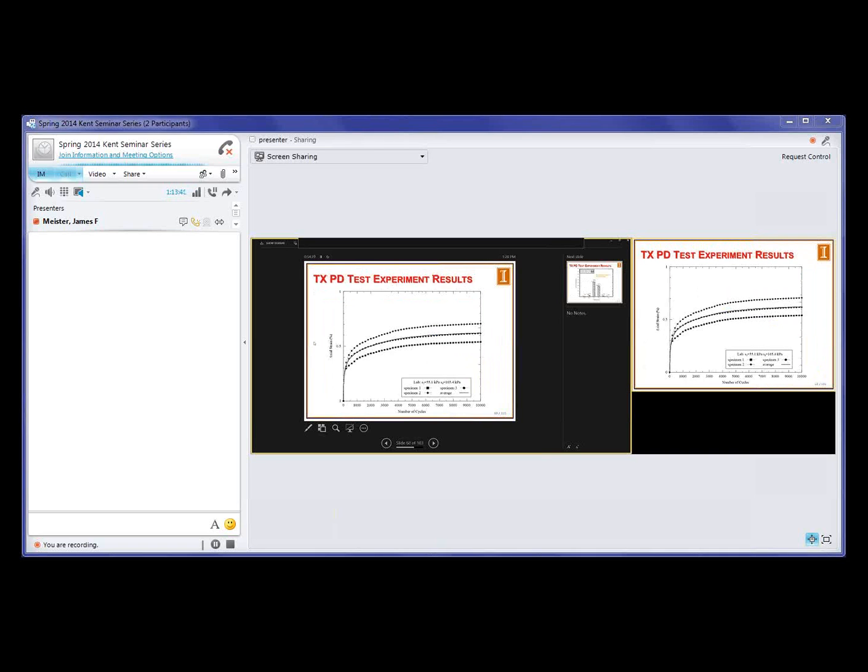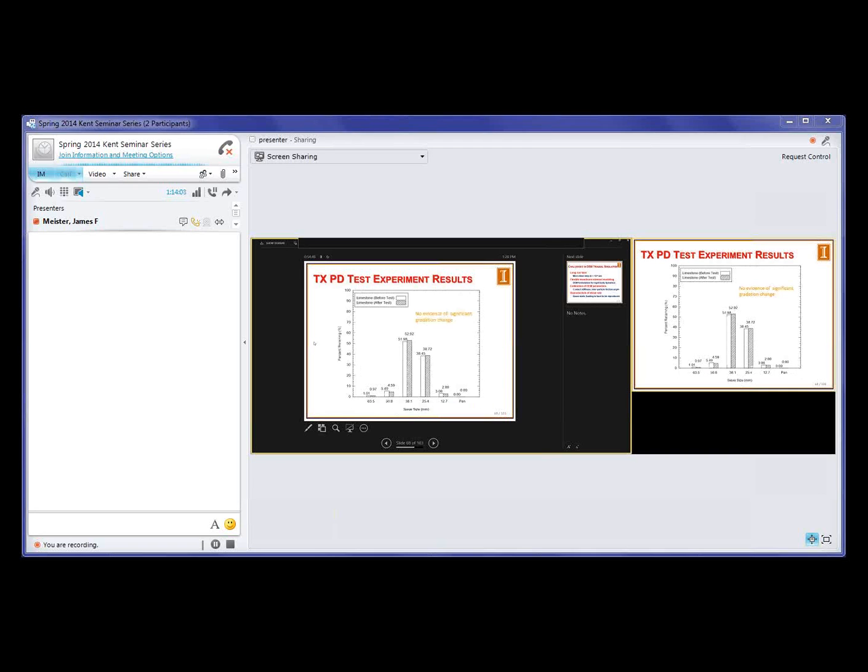This is how the experimental specimen settlement looks like. We did 3 and took the average. Up to 10,000 cycles, we have about 0.5% axial strain. So think about we have a 60 centimeter tall specimen. If you have 0.5% axial strain, that's about 3 millimeters.